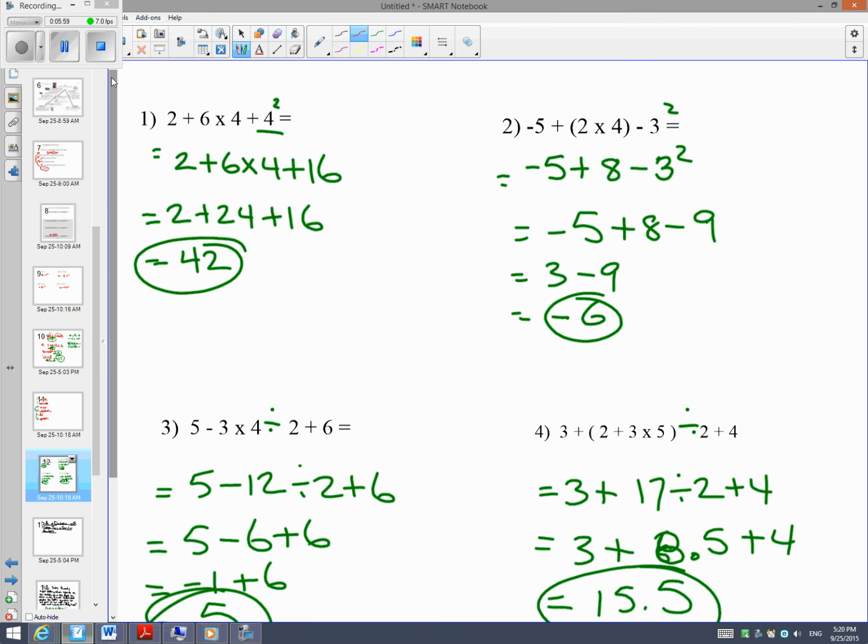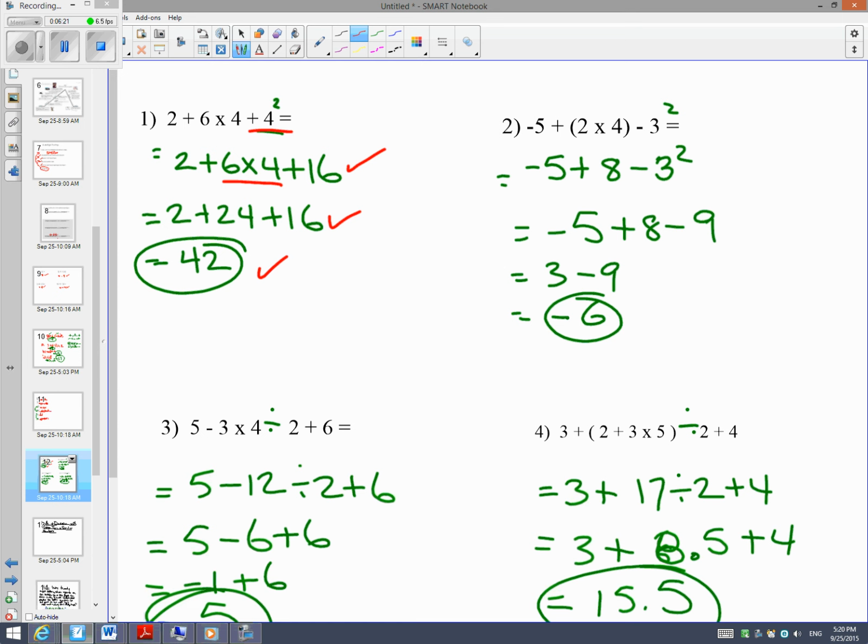Alright guys and gals, here's our answer. So in our first question we had to do the exponent first. We write down everything in the same order that it appeared. So there's your first line, 2 plus 6 times 4 plus 16. Of course we're going to do the multiplication first, which leaves us 2 plus 24 plus 16. And then we add that all in one step and we get 42.